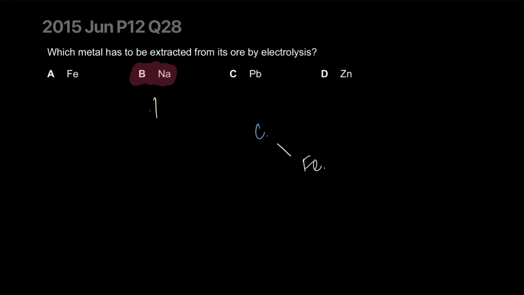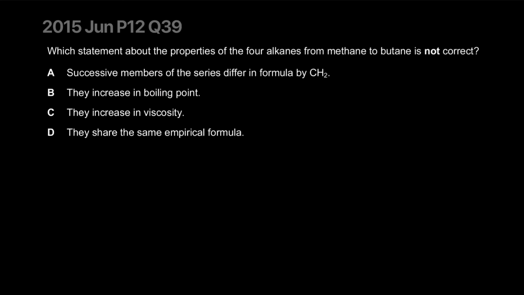This is a test. You notice how many reactivity series questions show up. I think people generally find that a lot more difficult, even more than organic. Which statements about the properties of the four alkanes from methane to butane is not correct? These negative questions, these "not" questions, I think they confuse people a lot more. They confuse me. So understand what they're trying to say.